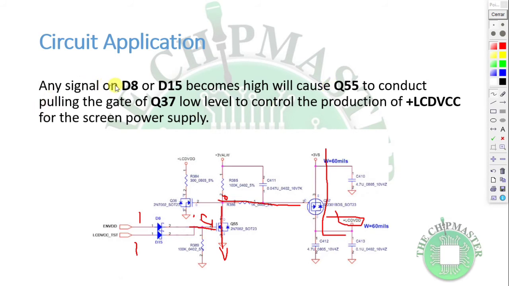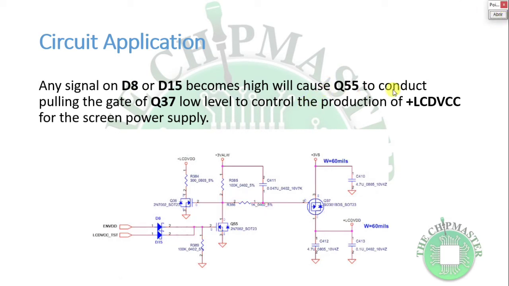You can see any signal on D8 or D15 becoming high will cause Q55 to conduct, which is this one. Q55 conduction pulls the gate of Q37, so Q37 will pull low. When the zero voltage comes to this section, the whole of this pin, which is going to pin 2 of the gate, will be low, and it will control the conduction of the screen power supply.